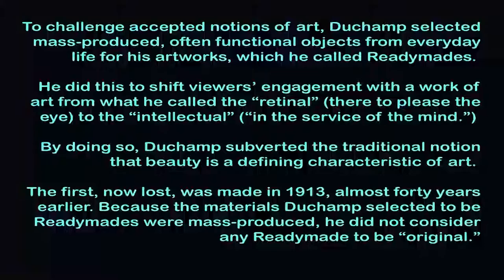The first, and now lost, ready-made object was made in 1913, almost 40 years earlier, because the materials Duchamp selected to be ready-made were mass-produced, and he did not consider any ready-made art to be original. So this is also very interesting. I don't think anybody before Duchamp could even imagine, more than 100 years from today, that an artwork could be replicated, repeated again and again, and the idea of original could be challenged. Because he was using ready-made objects, he did not fashion them with his own hands.